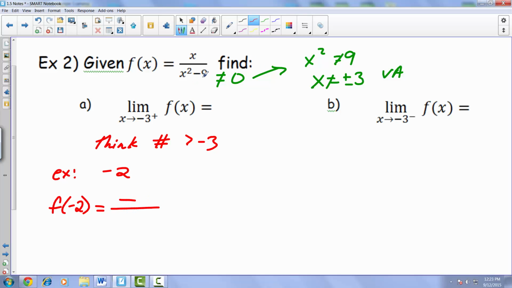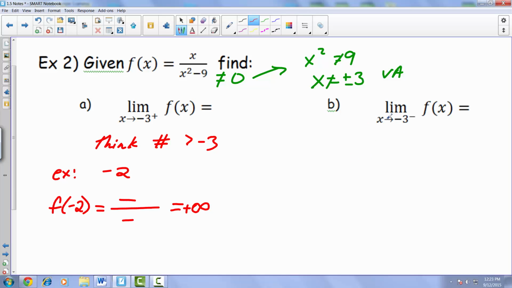If you were to throw -2 in the bottom, you'd end up with 4 minus 9. That's a -5. But again, we just care that it's negative. A negative divided by a negative is going to come out to be a positive. And as a result, since it's approaching a vertical asymptote at -3, it should be approaching positive infinity as you approach that vertical asymptote.